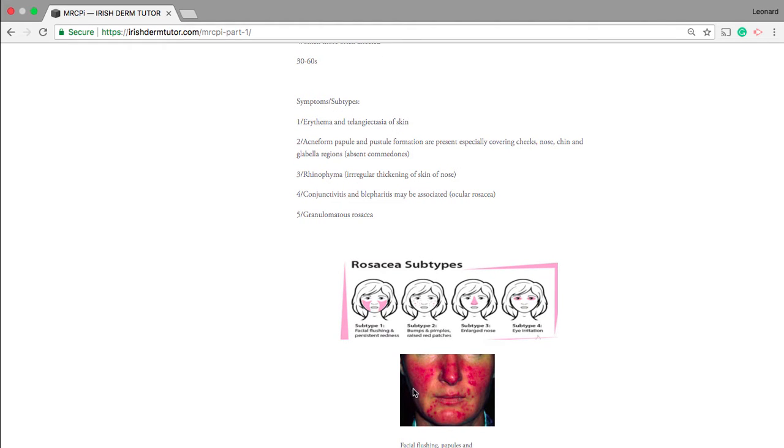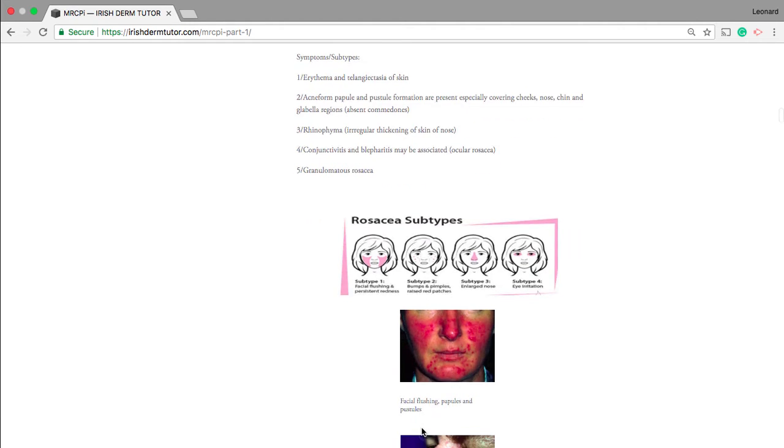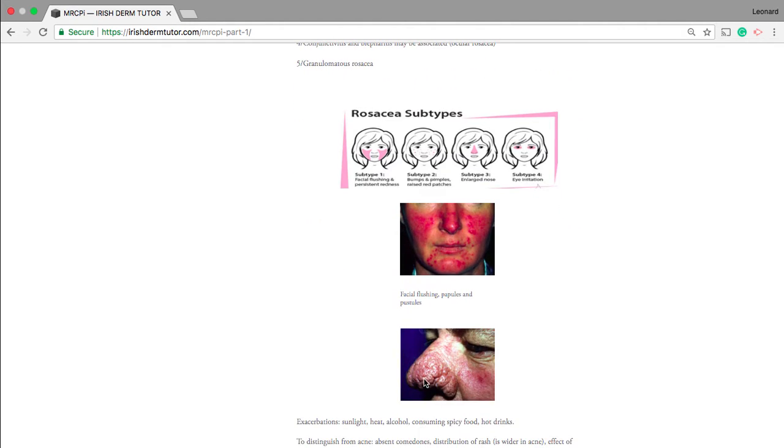Here we see erythema and some telangiectasia, I'm sure, if you look closely. And you can also see lots of papules and pustules. So this kind of covers two subtypes. Here we can see a severe variant of rhinophyma I was talking about, with this thickened nose due to larger and increased amounts of sebaceous glands in the nose.